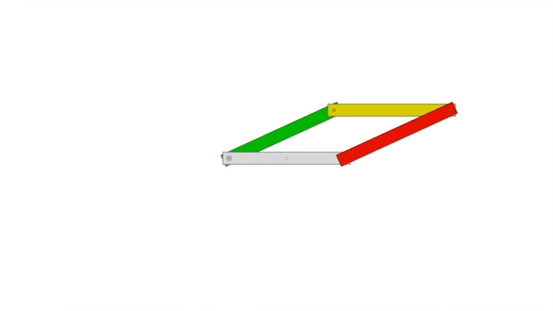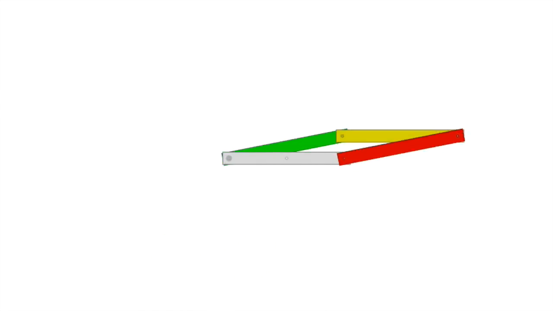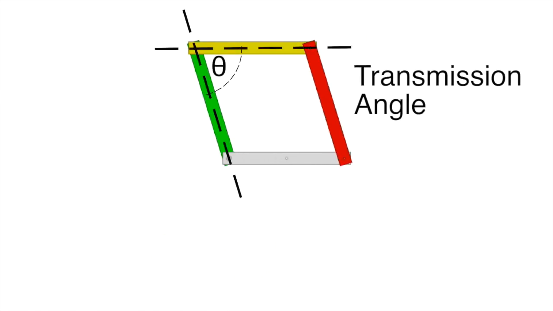And the topic that we'd like to talk about right now is transmission angle. So transmission angle is the angle that you have between the coupler and the output link that's being driven by the coupler. The transmission angle gives you a measure of quality of the force that's being applied through the coupler. We would like to have a 90-degree angle between the coupler and the output link.